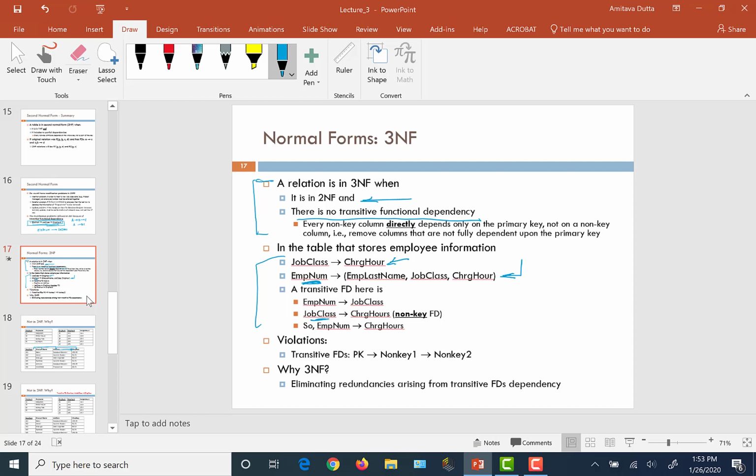Job class is a non-key attribute, and that is determining charge hour. So here's the problem. The problem lies in the transitive dependency. So when you go from second to third normal form, you have to split the table to remove the transitive dependency. Okay, so let's see how that is done.